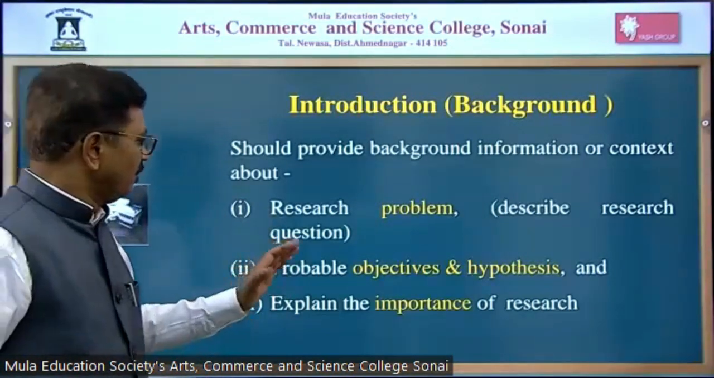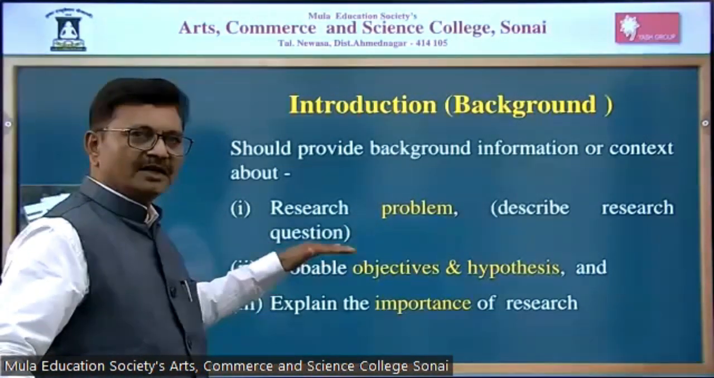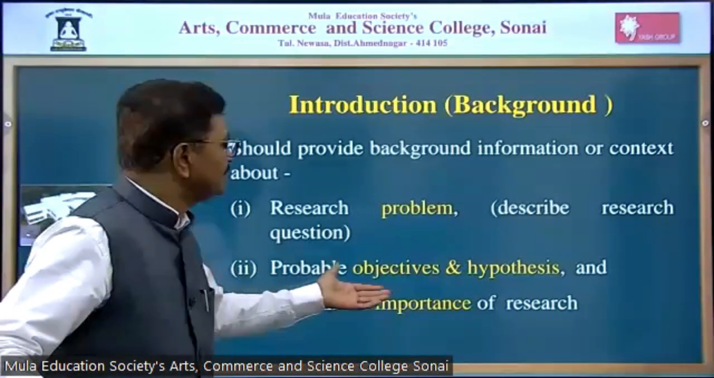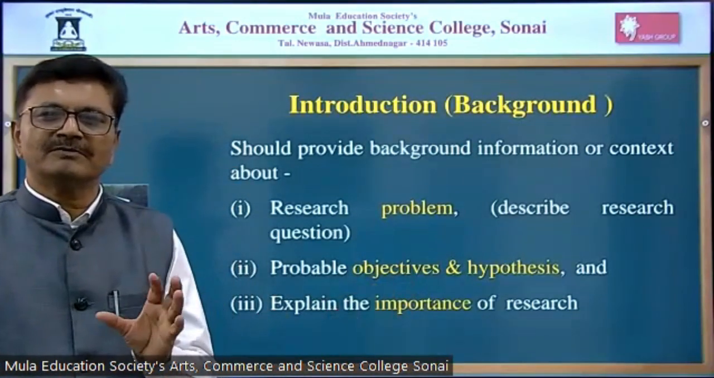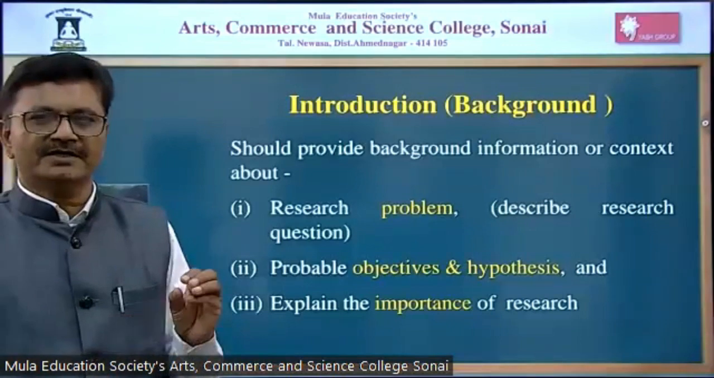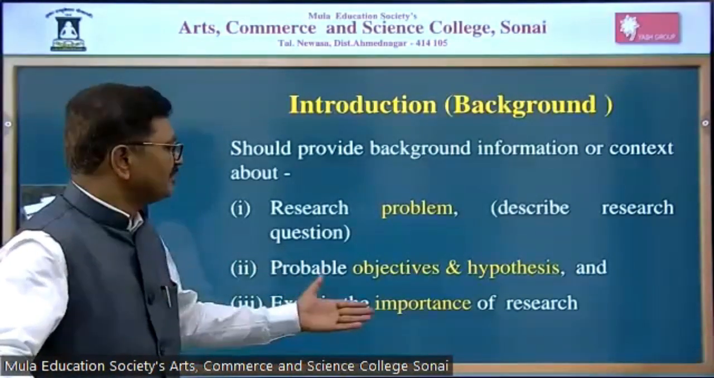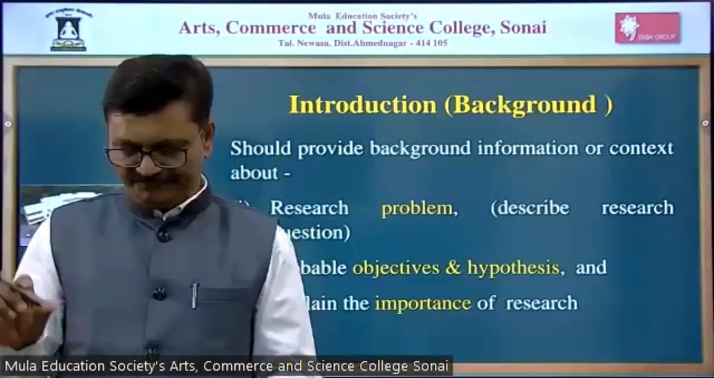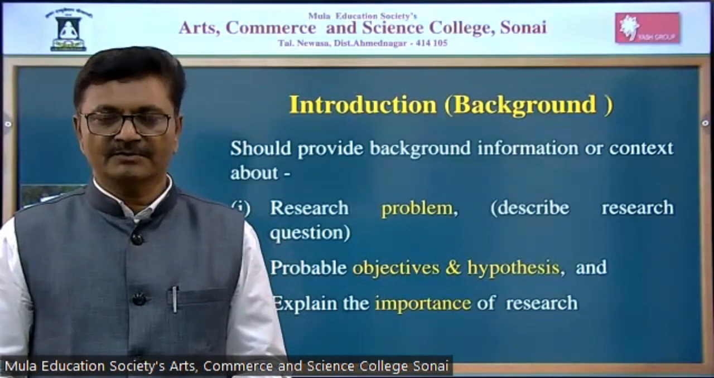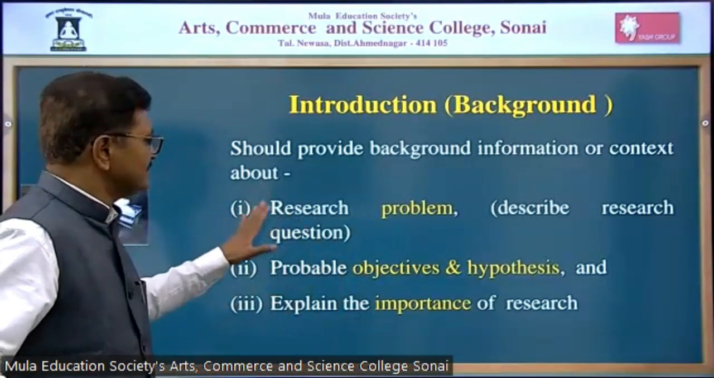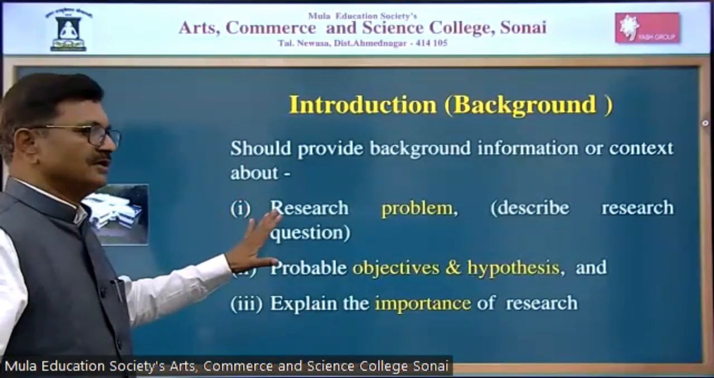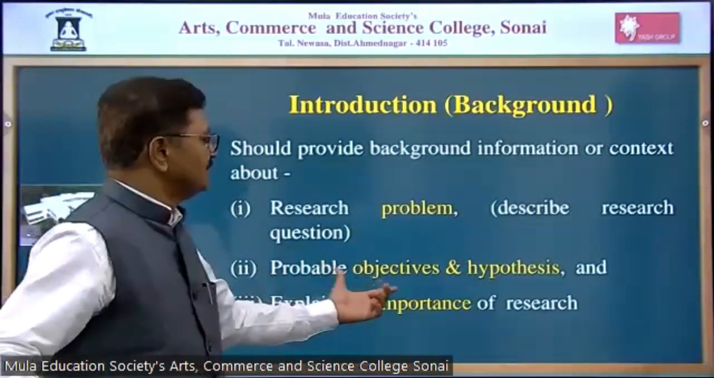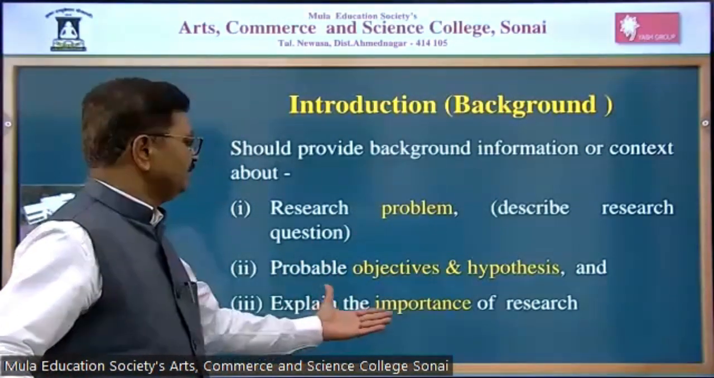What is the question? Accordingly, you have to write what is the exact problem and how to resolve that problem and what will be the outcome of that. Then probable objectives and hypothesis. Again, the introduction should include some probable hypothesis and objectives. एक short में आपको आना चाहिए. Then explain the importance of research. You should explain in detail or in brief the importance of your research. So these three points are necessary when you are writing the introduction of any research proposal. First, the research problem, describe the research question, probable objectives and hypothesis, then explain the importance of research.